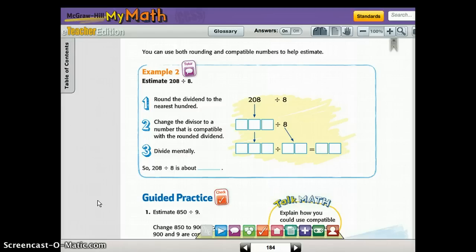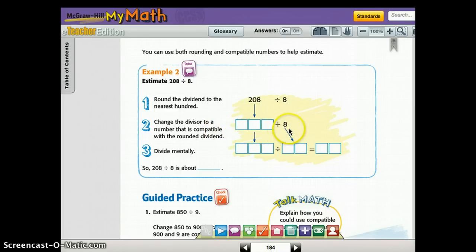Okay, example 2 is a little different than the video. It's the same concept though. In this case, it's talking about rounding both of the numbers, so it's compatible numbers, and it will help you estimate. So with this one, if we're going to round both of our numbers, we can think of rounding 208. Well, that's pretty close to 200. And what is 8 pretty close to? That would be easy to divide by, because 200 divided by 8 would be a little tricky to do in our heads. So we can also change the divisor.